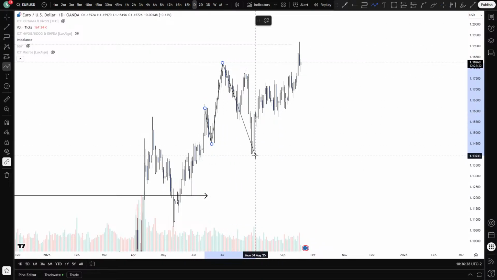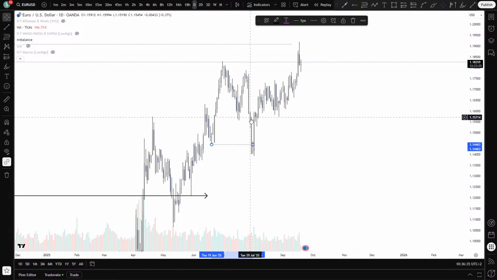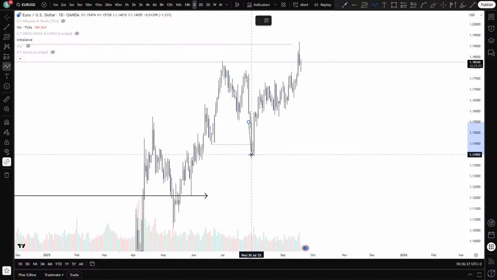Not valid structure, so also not a valid break towards the downside. And if this was a break, this is the cleanest break as well, because you only have one close below it, and from there you started coming up again.